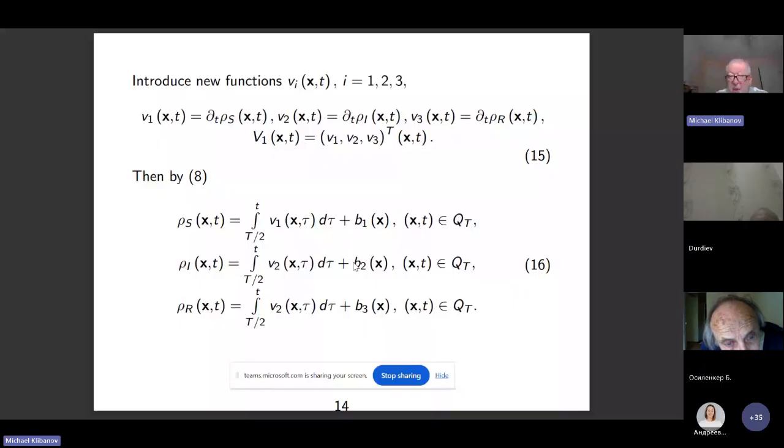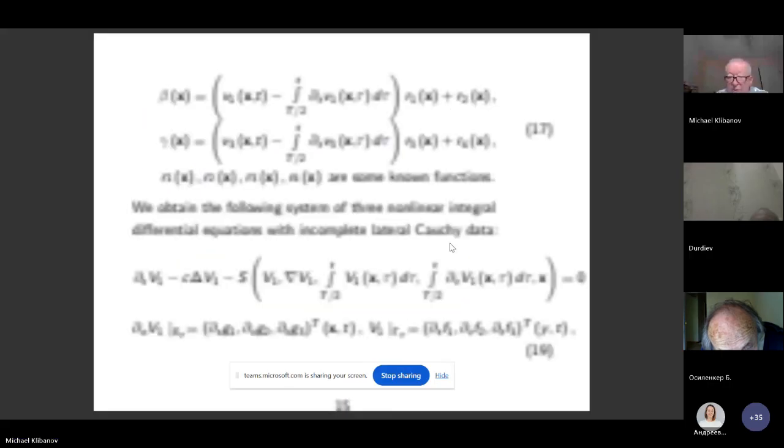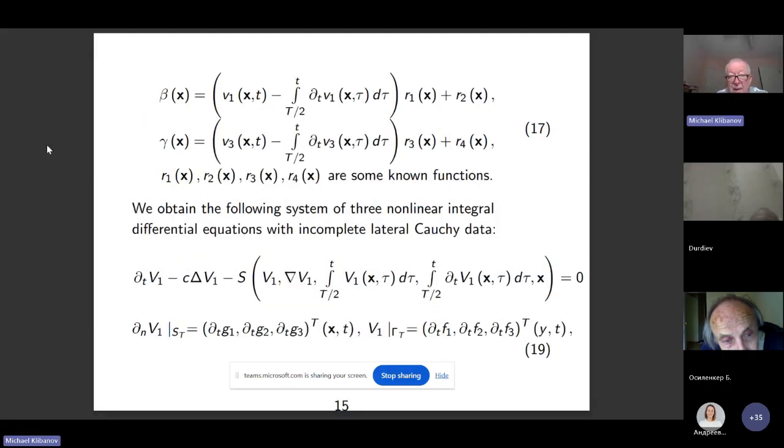So then what I do, I differentiate the system with respect to t. In other words, I introduce a new vector function v. As soon as I differentiate, then of course the Newton-Leibniz formula gives me this calculation backwards. And then beta and gamma are expressed. But again, v1 and v2 are unknown now, period.